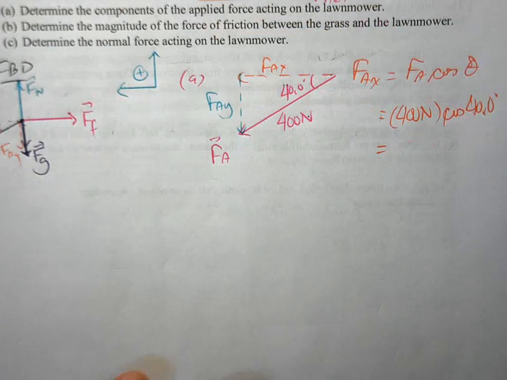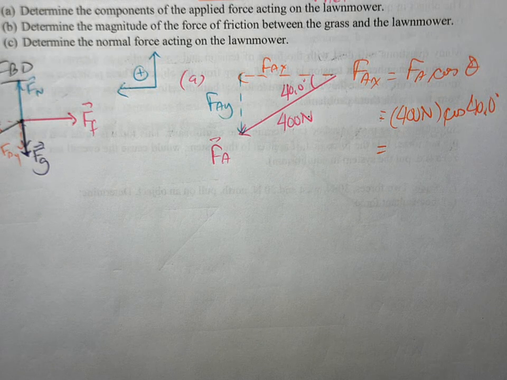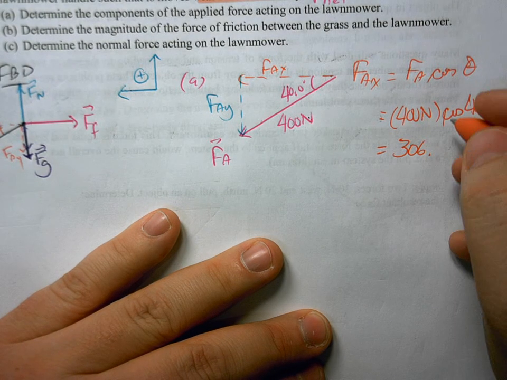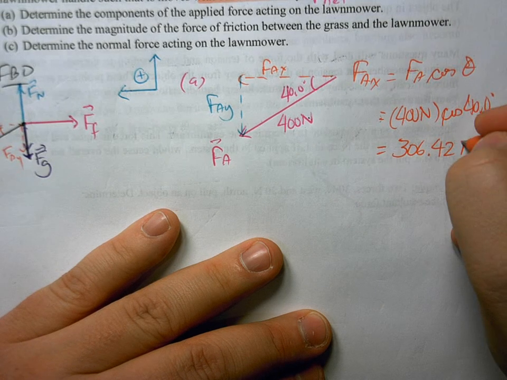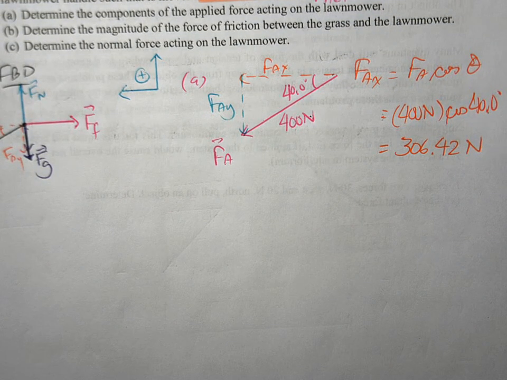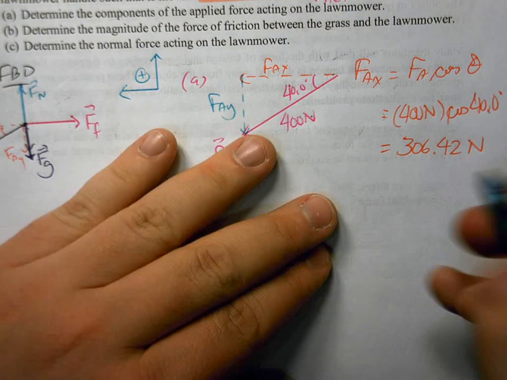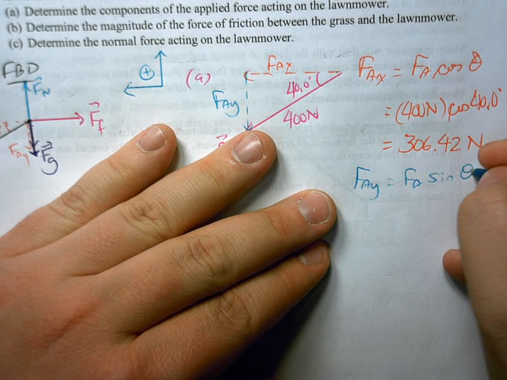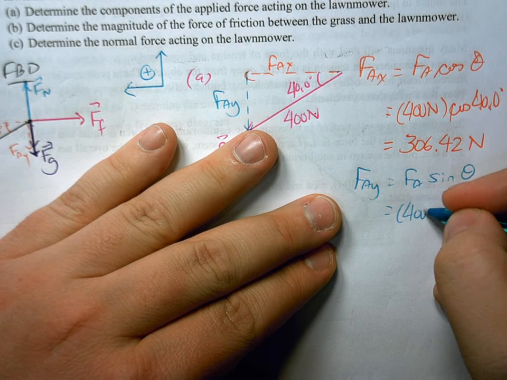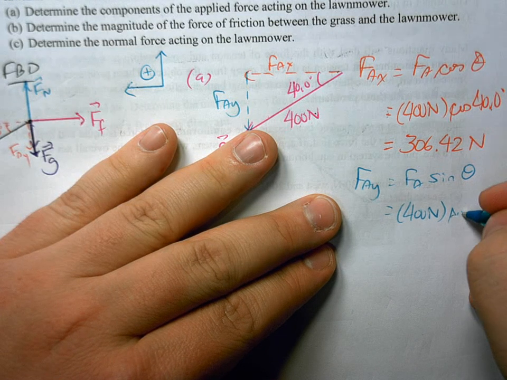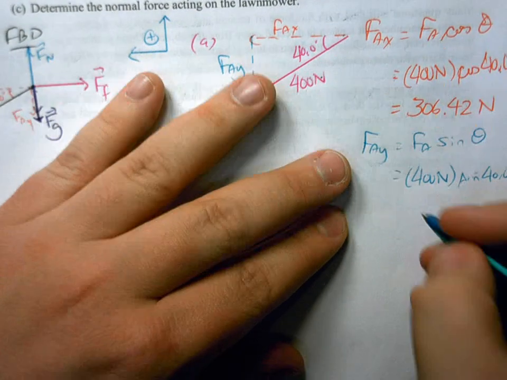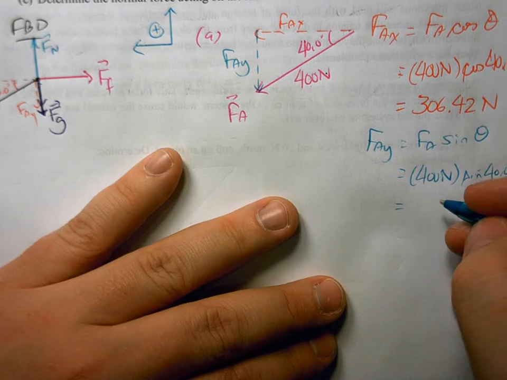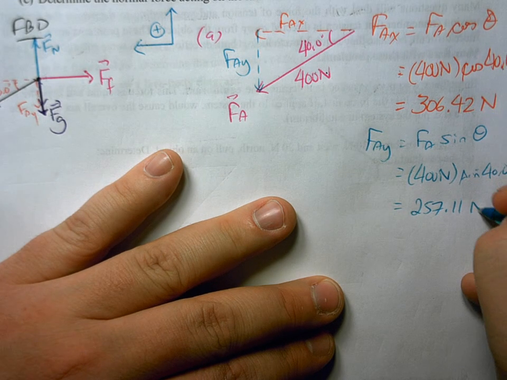Again, we're doing trig. Do not forget to put your calculator in degree mode. So this is going to be about 306.42 newtons. And then for the y component, we're just going to use the sine. So this time we're going to have FA times sine of the angle, which again is our lovely 400 newtons times sine of 40 degrees, which is going to give me about 257.11 newtons.